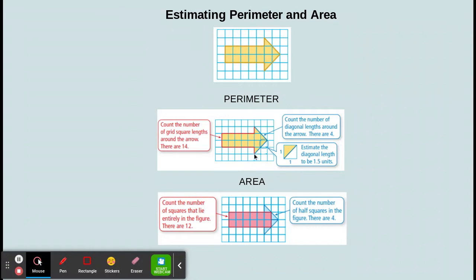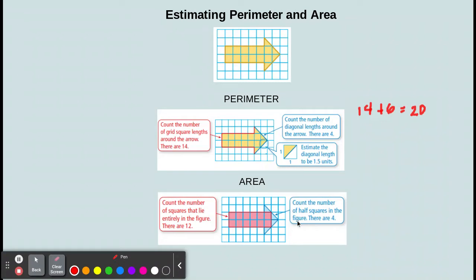So two of these together, 1.5 and 1.5, that makes 3. 1.5 and 1.5, that makes another 3. 3 plus 3 is 6. So together we have 14 plus 6, so we have 20. We estimate it's approximately 20 units around this arrow.